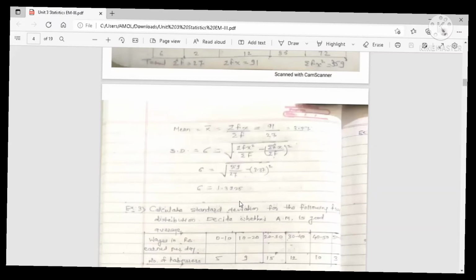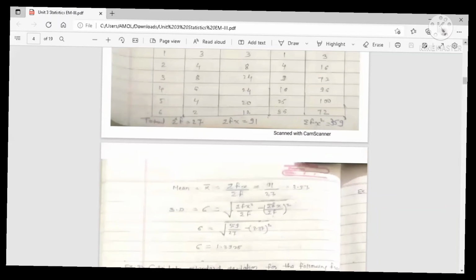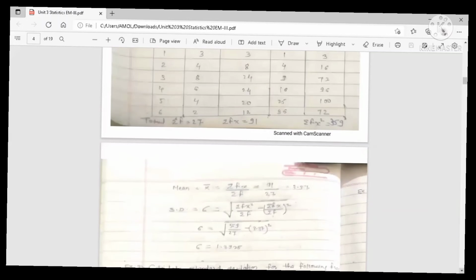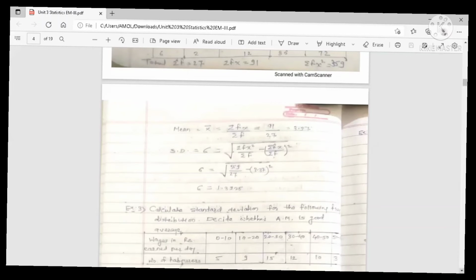So this is a small value, sigma is 1.3925. So that average calculated, 3.37, is a good average. If the value of standard deviation is a very large value, then in that case, the average is poor. This is your conclusion about arithmetic mean from the value of standard deviation. You remember it.